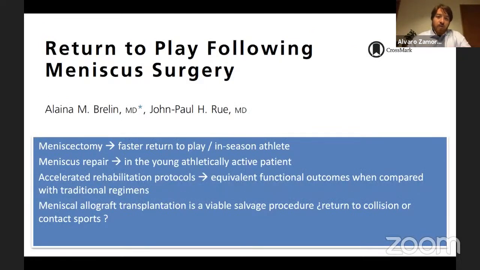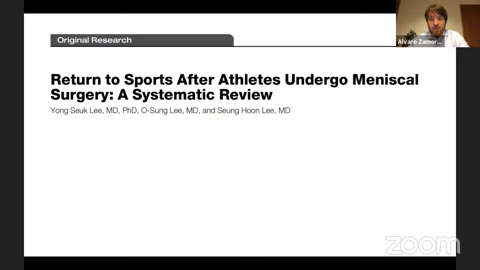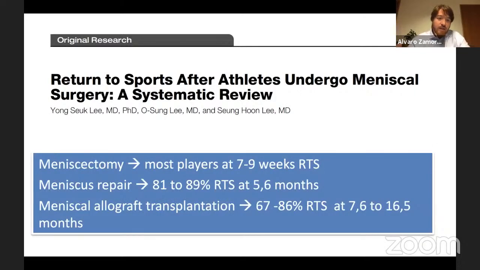Return to play after meniscal surgery, and after meniscectomy, is faster. We can provide in-season return to sport for athletes. With meniscal repair, always in younger athletic active patients, are accelerated rehabilitation protocols equivalent in functional outcome when compared with traditional regimens? And the meniscal allograft may be useful in salvage procedures, but return to sport is sometimes not the indication. Return to sport after meniscectomy, most players within 7 to 9 weeks; after repair, 90% at most at maybe 6 months, and return to sport after meniscal allograft is at that rate.